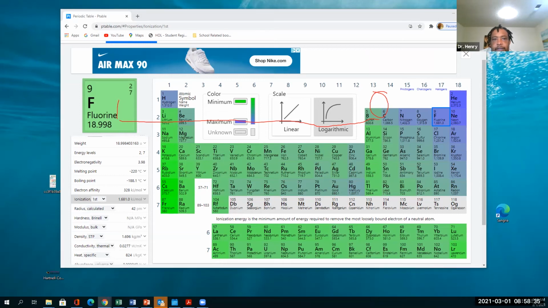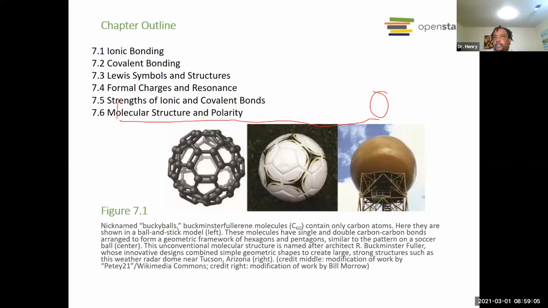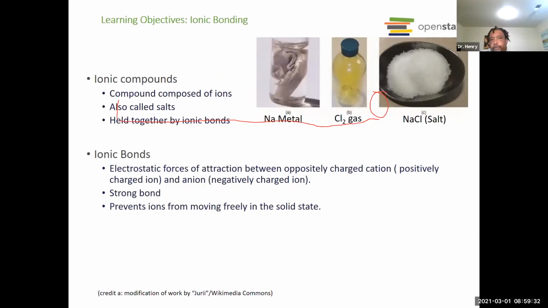Okay, so let me pull up the next chapter. This one we're going to go pretty fast through. Slow me down if you need help, but it deals with all the stuff that we've learned already. Let's get started. Can you see my slides? Okay, good. We're going to be talking about ionic bonding, covalent bonding, Lewis dot structures, formal charges, resonance structures, strength of ionic and covalent bonds. We're going to be talking about structures and polarity. If you have me for 2A, you should remember all of this because we talked about all of it, but I think over 3 chapters.